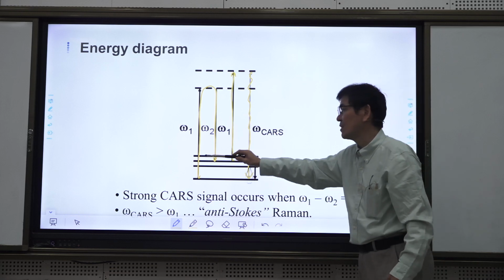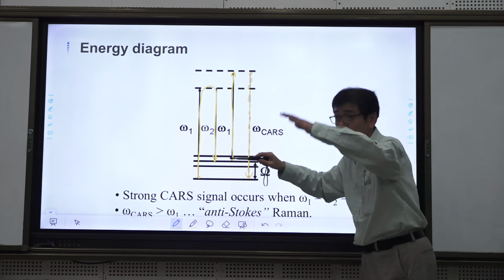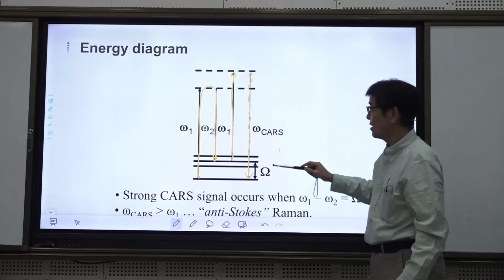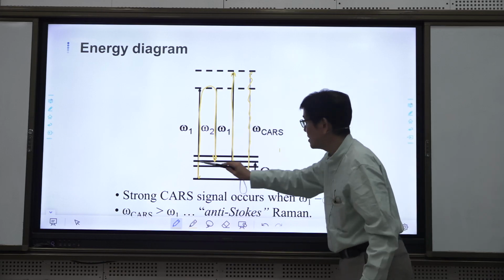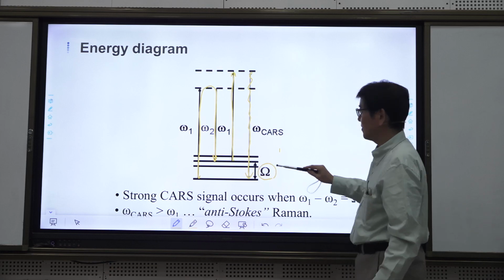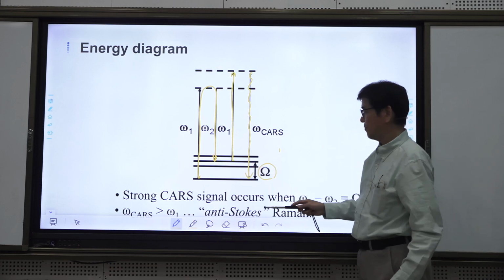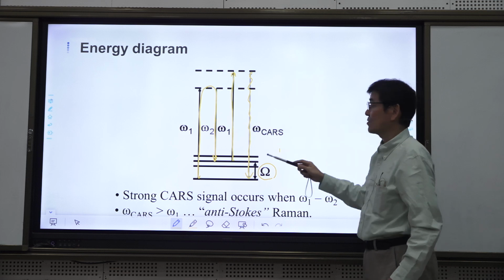If there are no vibrational levels, then this process does not occur so largely. So this is the vibration frequency. If the fringe frequency matches, then signals become strong.